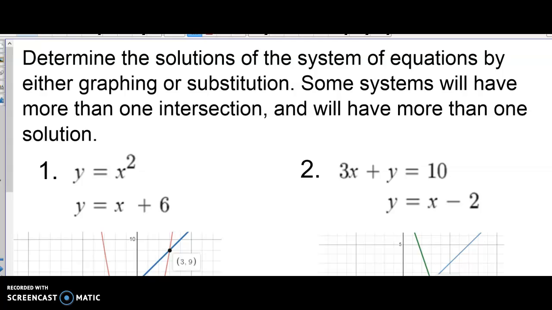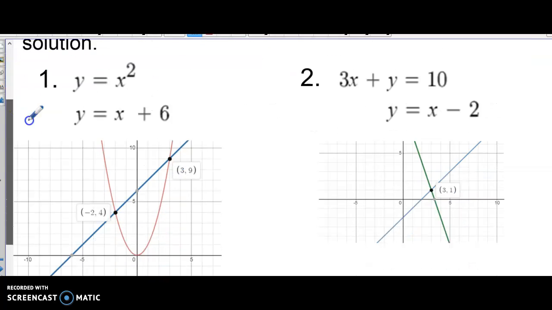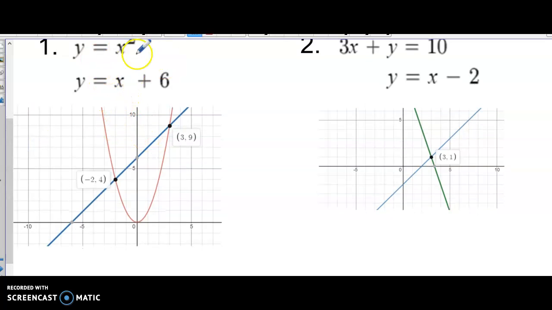So if I give you a couple of systems and I ask you to solve them by graphing or substitution, there is another method called elimination that you could use. Some systems will have more than 1 intersection and will have more than 1 solution. So for example, if I graph this in Desmos, put this in, that's my red graph, x plus 6, that's my blue graph. I actually have 2 solutions. So I would write both ordered pairs because they're both solutions.